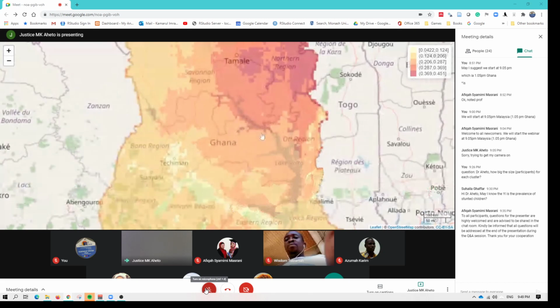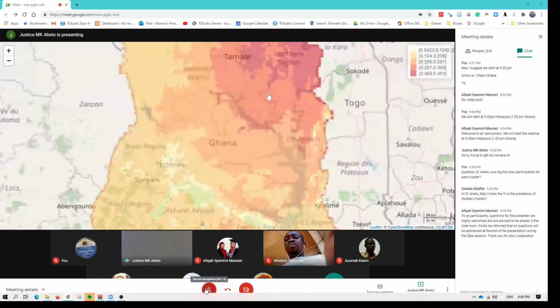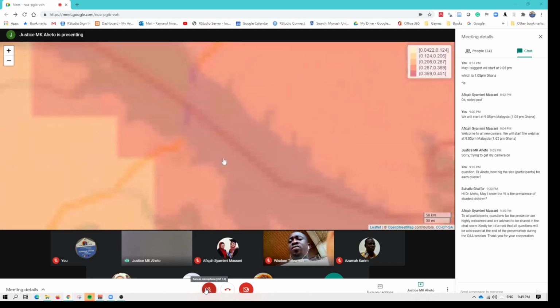Again, I'll focus on the northern part of the country, because that is where we are having the problem as far as the high prevalence of stunting is concerned, based on this map. So I'm just trying to zoom in. Please, this is internet dependent. So once you are zooming, it will take a bit of time, but it will soon arrive.